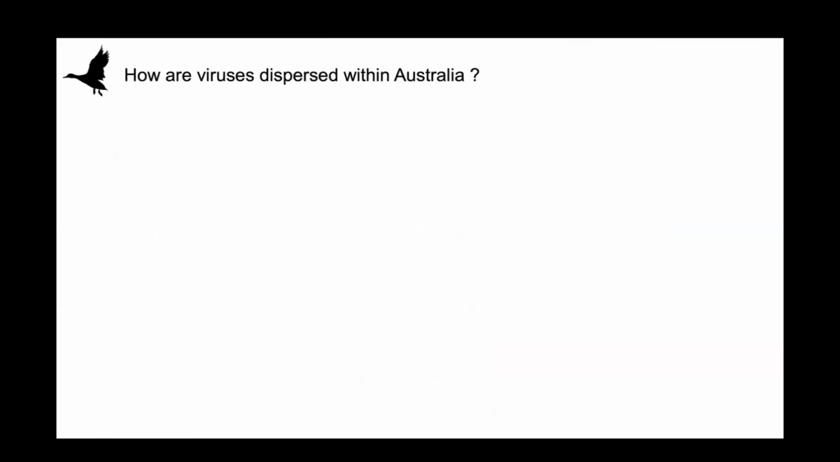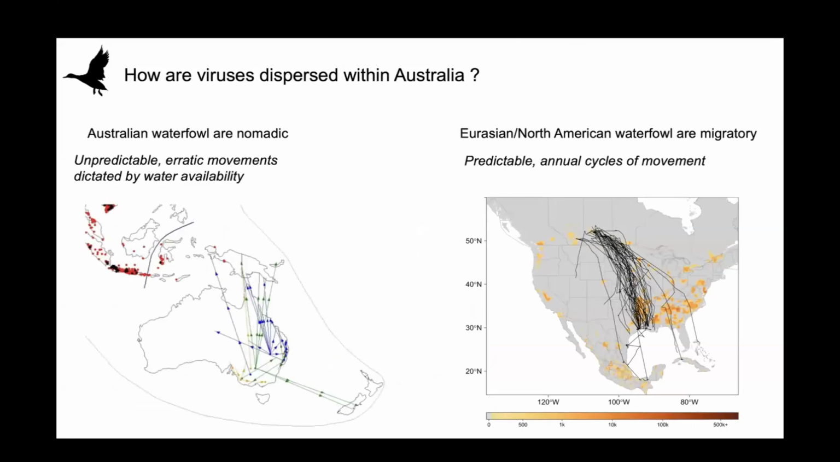And then the last point is how are viruses dispersed within Australia? And Australia is a weird place. So where you guys are, you have really predictable cycles of migration, okay? You can look at where the geese are and they should be in the same place in their migratory cycle every year. So birds move up, birds move down. In Australia, sure, the shorebirds are doing predictable patterns of migration, but most of the endemic species here don't migrate. They are nomadic. They're essentially following around water. So wherever it rains in the landscape, birds show up.